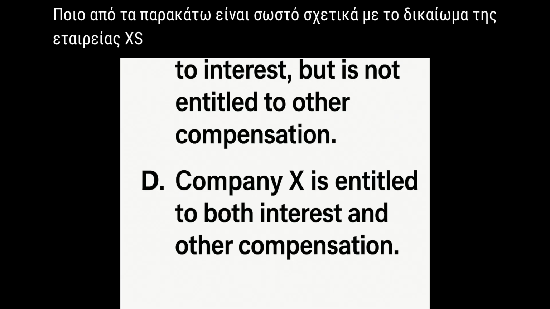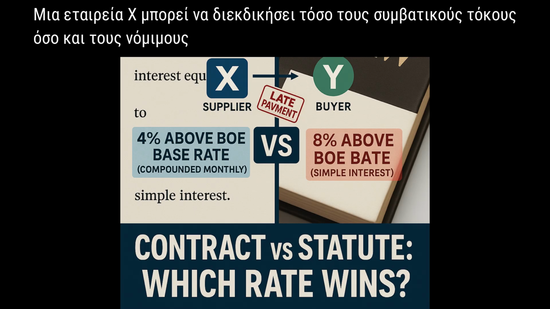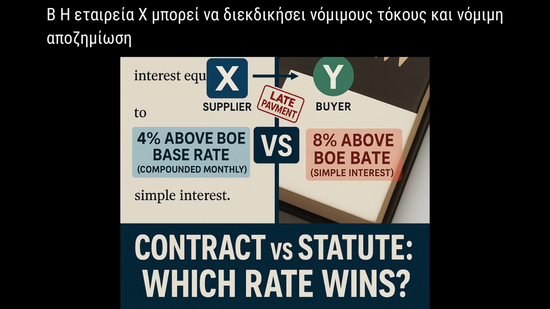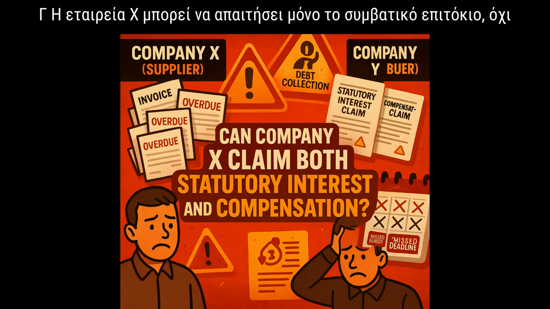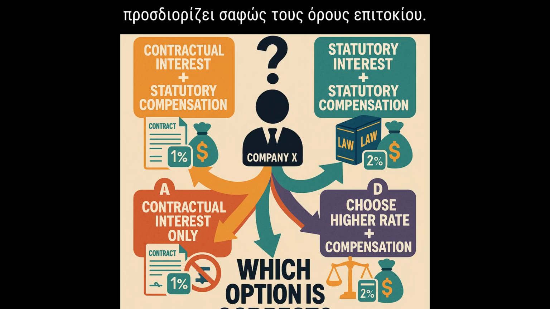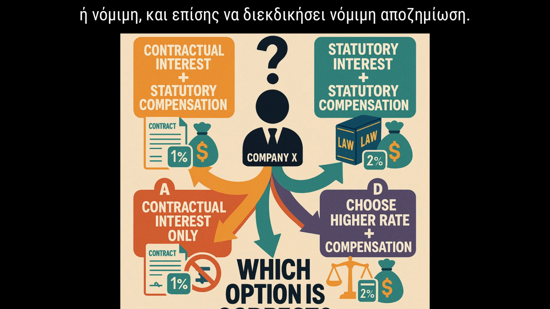Question: which of the following is correct regarding Company X's entitlement to interest and compensation? A. Company X can claim both the contractual interest and statutory compensation for late payment. B. Company X can claim statutory interest and statutory compensation, even though the contract specifies a different interest rate. C. Company X can only claim the contractual interest rate, not statutory interest or statutory compensation, because the contract clearly specifies the interest terms. D. Company X can choose whichever interest rate is higher, contractual or statutory, and also claim statutory compensation.